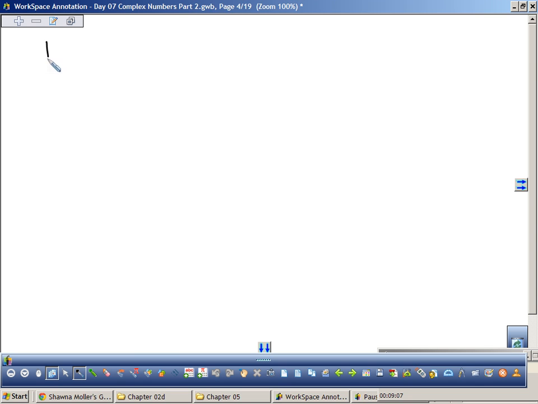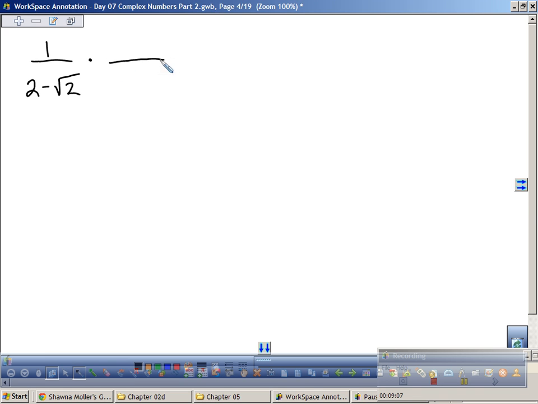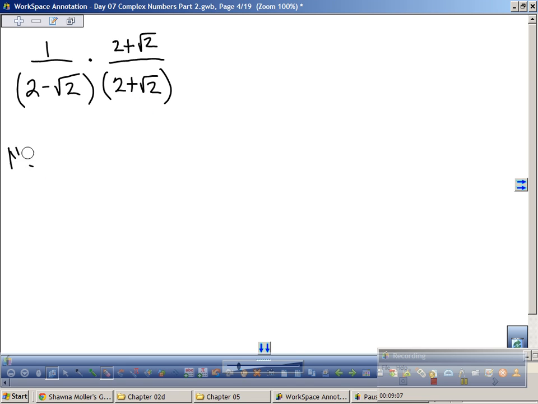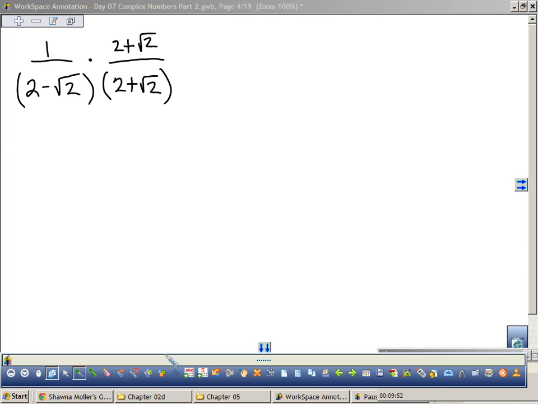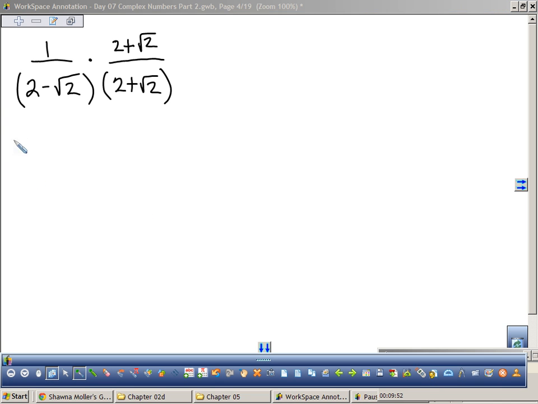If I have 1 over 2 minus the square root of 2, what would I multiply by? 2 plus root 2. I'm going to do this one all the way through this time, okay? First, let's do the numerator. I'm going to do it in different colors. You don't need to write this down because this is not what we're doing today. This is review.